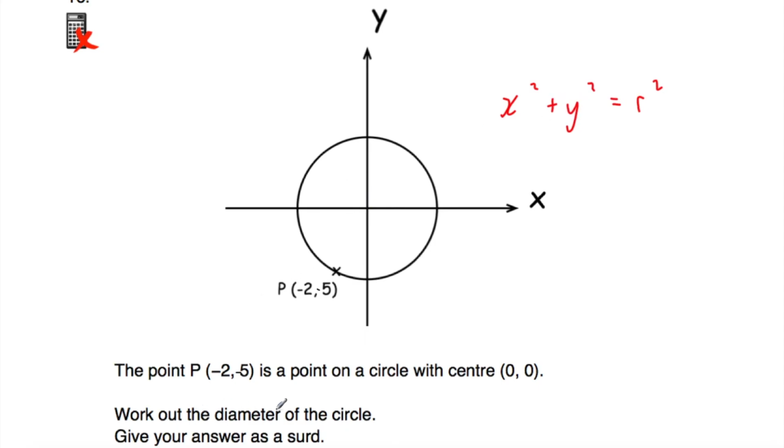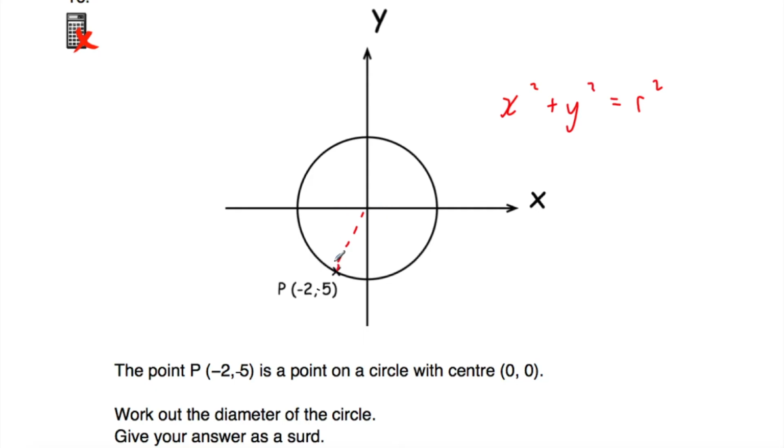Now the question says work out the diameter of the circle. So we want to work out the diameter of the circle, so the distance from one side of the circle to the other side of the circle. So what I'm going to do in this question is I'm actually going to find the radius first of all. I'm going to find the distance from the origin to P. So I'm going to find the length of this line here. And I can find the length of this line by using a right angle triangle and Pythagoras' theorem.